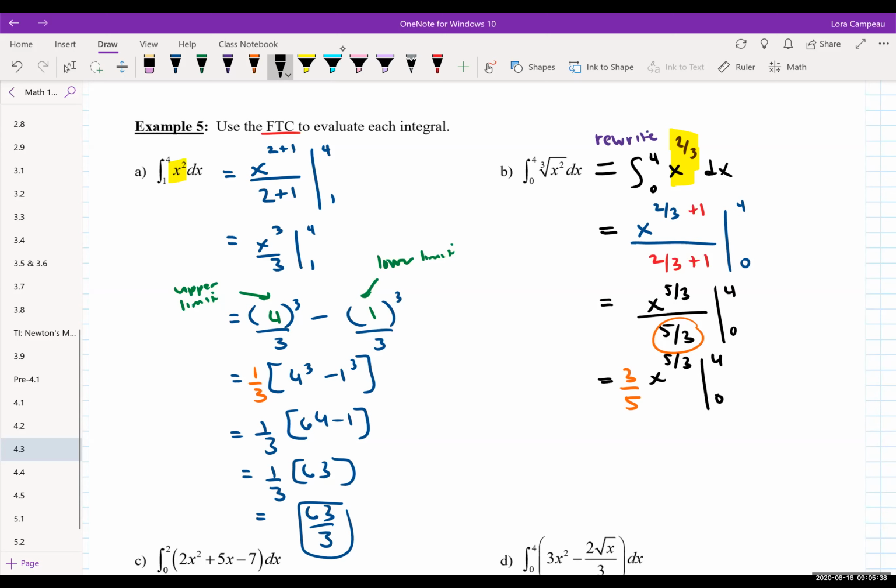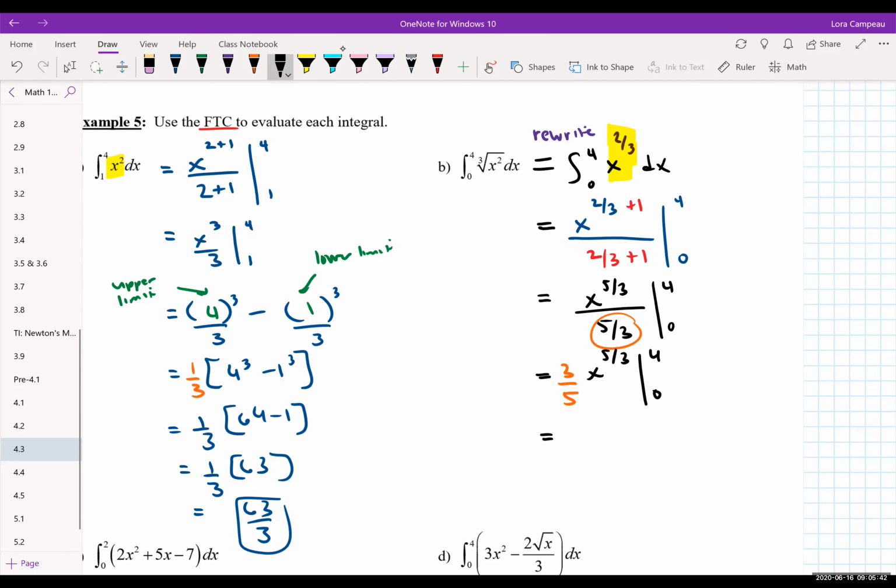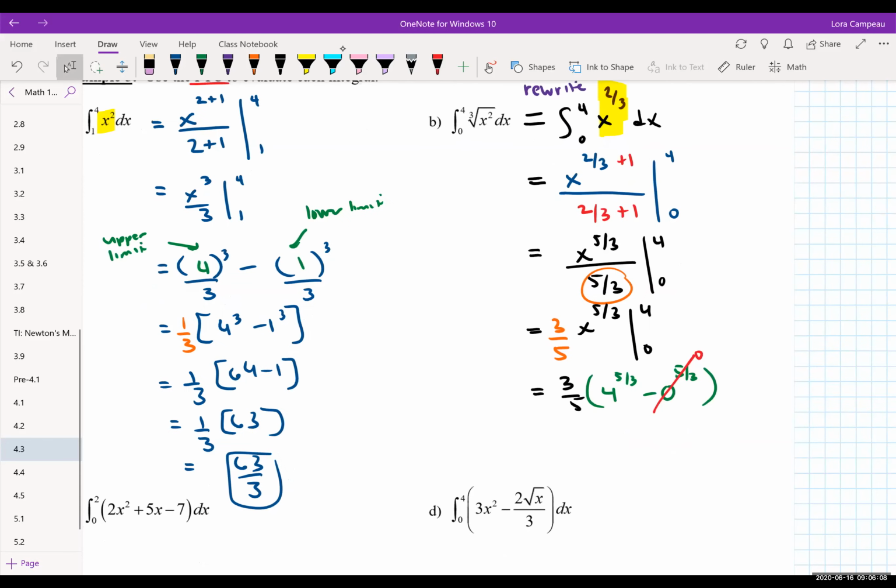So now what happens here, I will take the fundamental theorem of calculus. I have the 3/5. If this helps you, the 3/5 is on the outside. We can leave it there if you'd like. But now we're taking the fundamental theorem of calculus, and we're just saying that is 4 to the 5/3 minus 0 to the 5/3. And you'll start noticing, oh, when there's a 0 in the lower limit, we don't really need it. It turns into a 0. So now what we're looking at is 3/5.